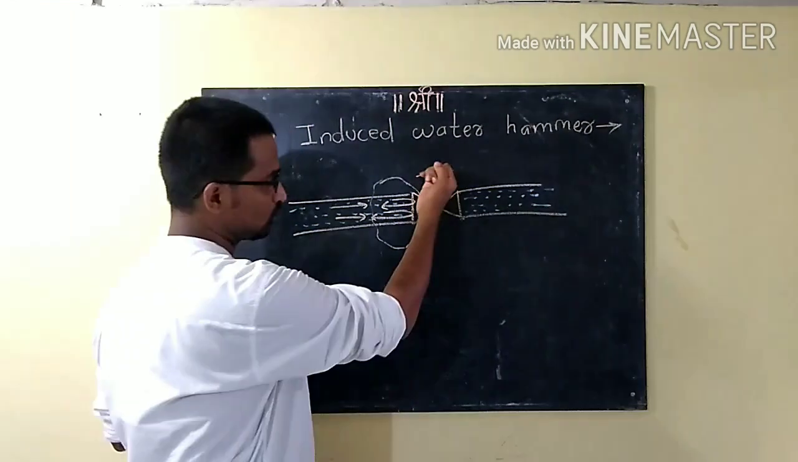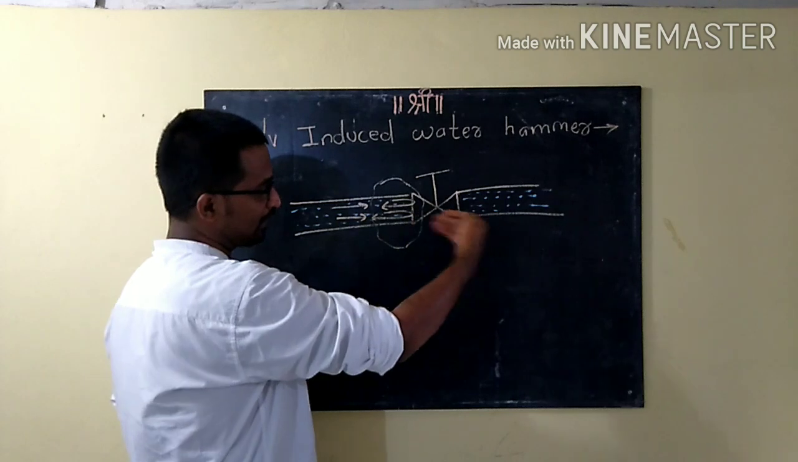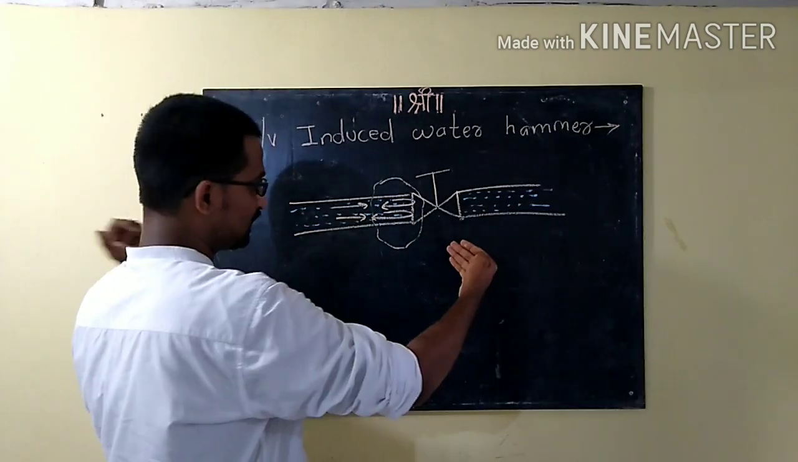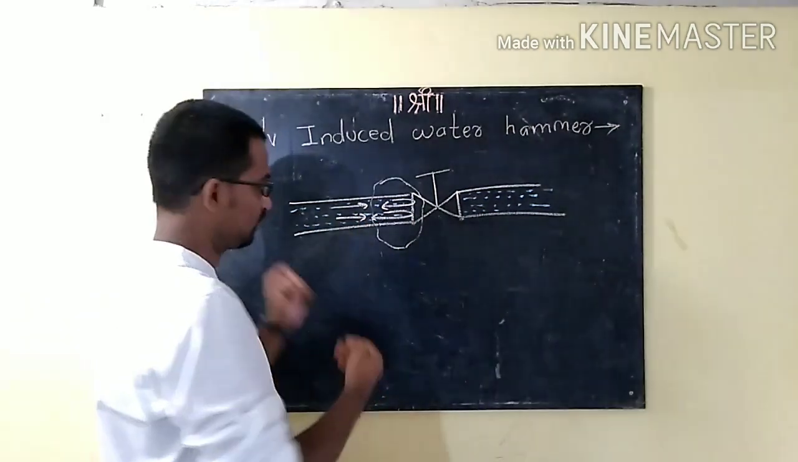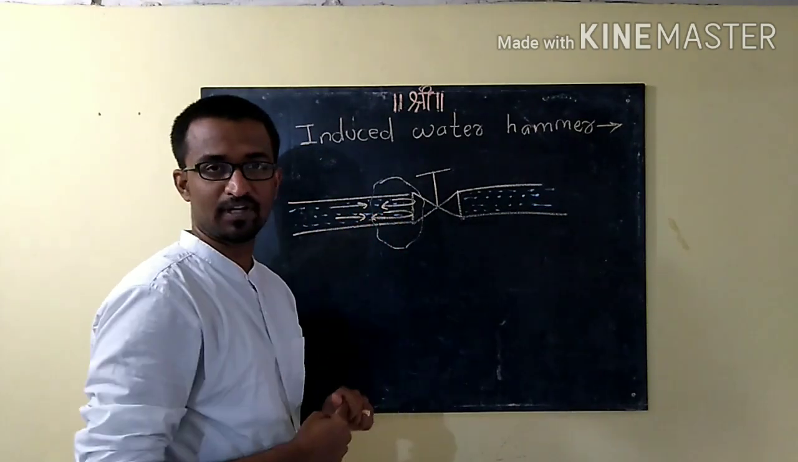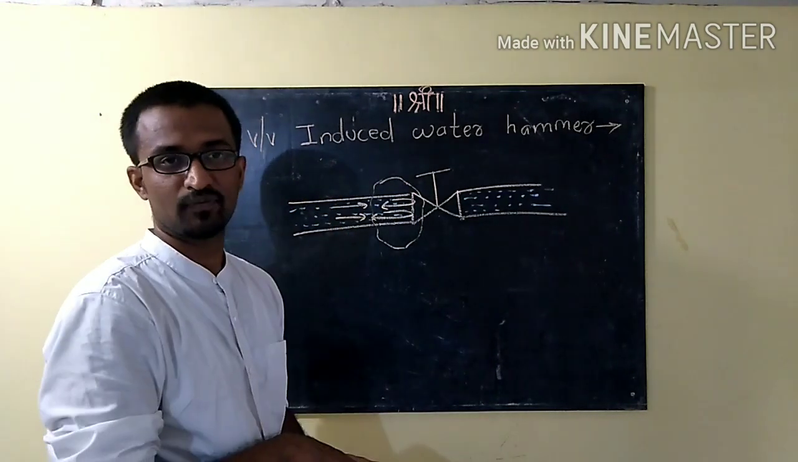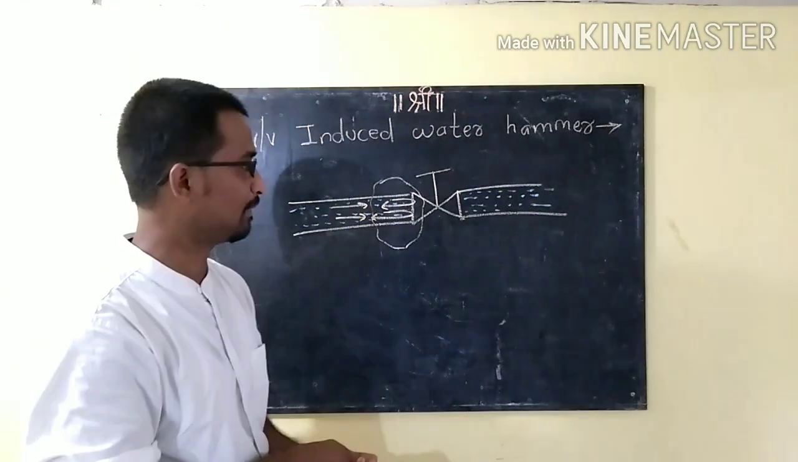What happens? Because of the sudden closing of the wall, the water which is going inside will create a back pressure, and the liquid which is coming from here will exert a pressure on those pressure waves, and the pressure pulsation will be created. We called it a wall induced water hammer.